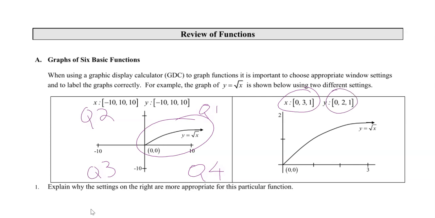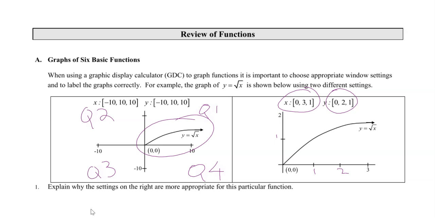Okay, so it says, and this is actually on the formula sheet, this is your minimum x value, this is your maximum x value, and this is your scale. Okay, so just make sure you leave a blank behind it. And this is your minimum y value, maximum y value, and your y scale. So it says you're going from 0 to 3 by 1, so this would be 1, 2, 3, and 0 to 2 by 1s, this is 1, 2.